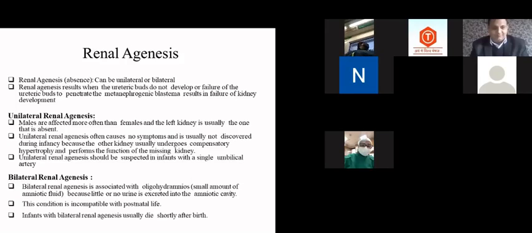Bilateral renal agenesis is associated with oligohydramnios because little or no urine is excreted into the amniotic cavity, and this condition is incompatible with postnatal life. Infants with bilateral renal agenesis usually die shortly after birth.